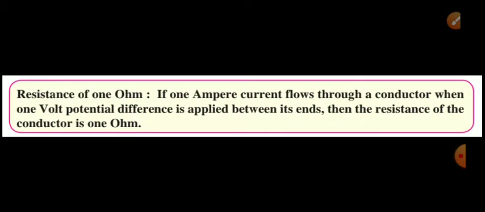Now we'll see the resistance of 1 ohm. If 1 ampere current flows through a conductor when 1 volt potential difference is applied between its ends, then the resistance of the conductor is 1 ohm.